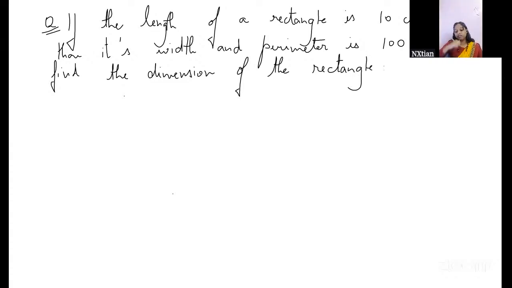Now in this question, we are given the perimeter, okay? What is it? 100 centimeter. The question says that the length is 10 centimeter more than its width, or the breadth. And we need to find the dimension. Dimension means length and breadth, both. Both the things we have to find out in this question.